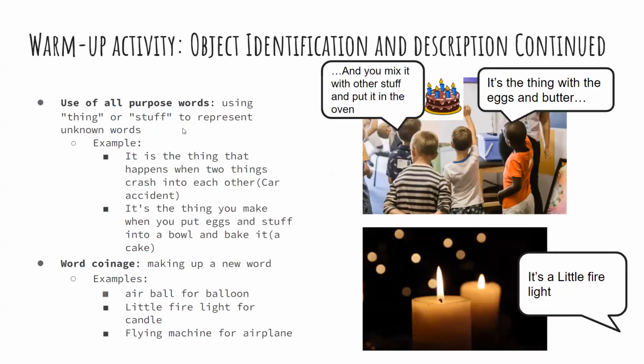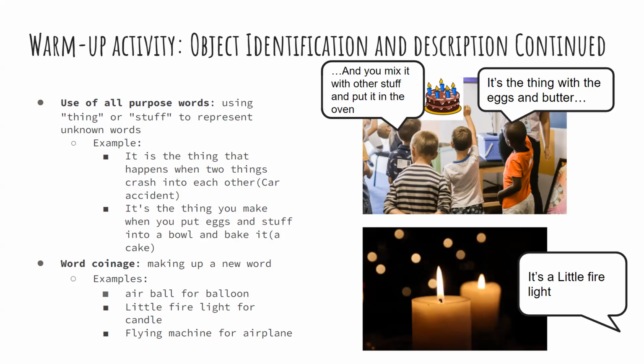Another one is they use all-purpose words. When the student isn't quite sure what word to use, they might use things like thing or stuff to represent the unknown word. So you might show a picture of a car accident, and they might say it's the things that happen when two things crash into each other. Or if they see a cake on the board, they can say it's the thing you make when you put eggs and stuff into a bowl and you bake it and you have it on your birthday.